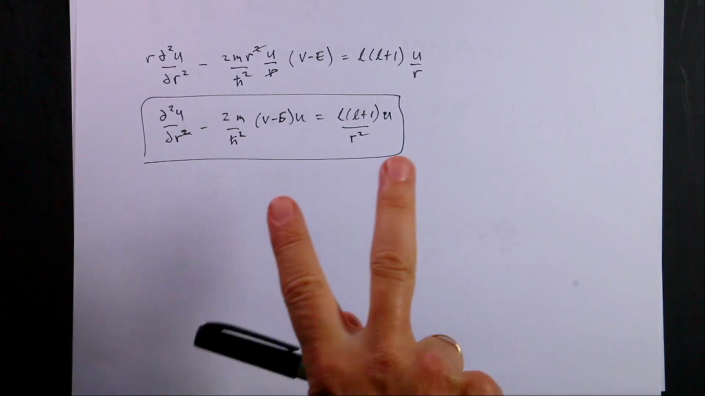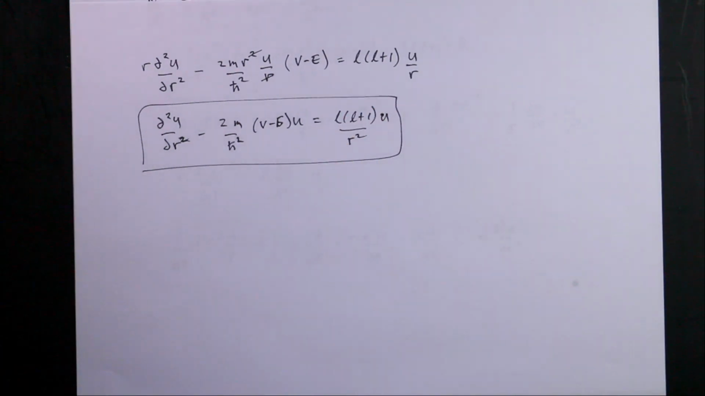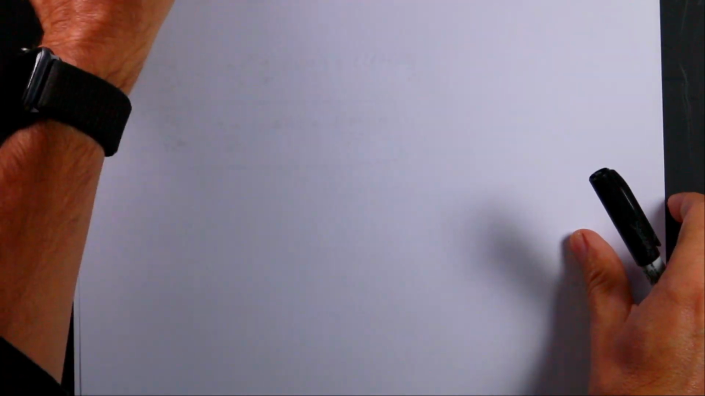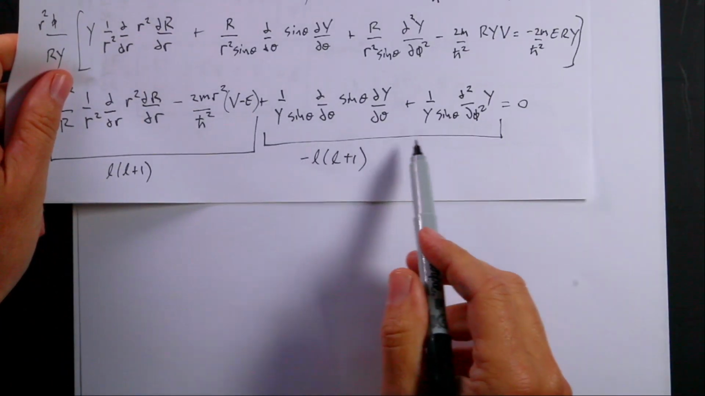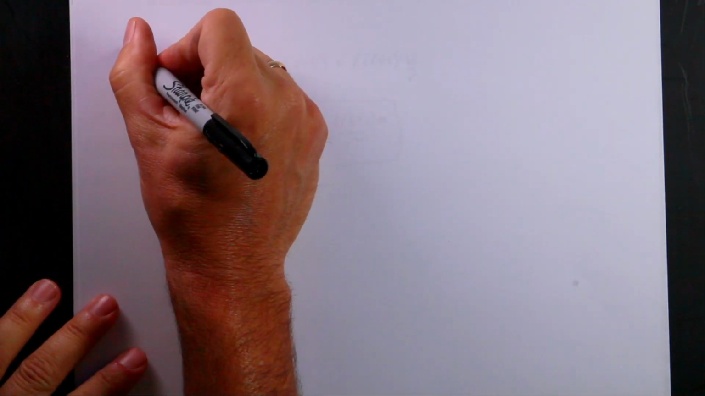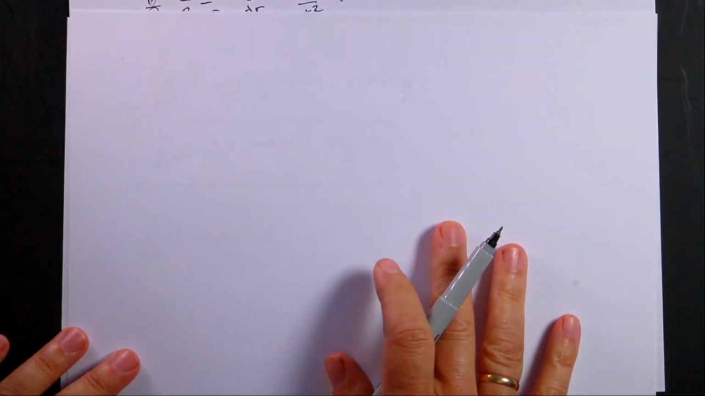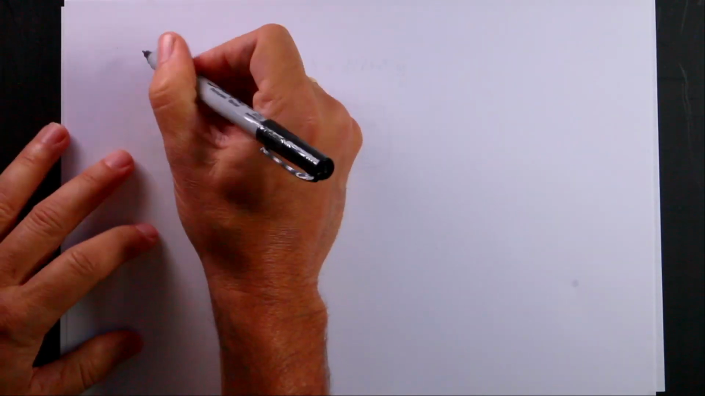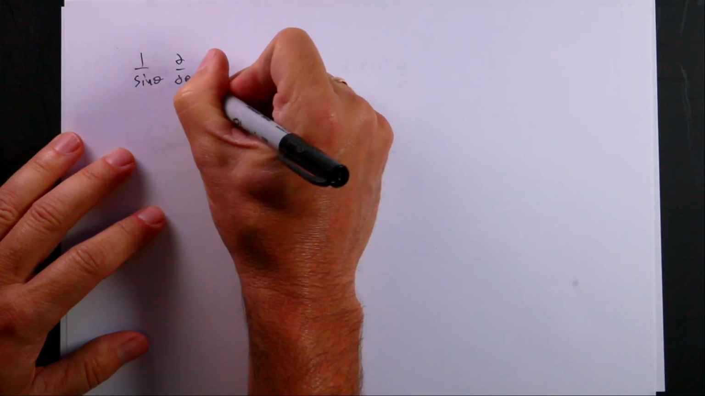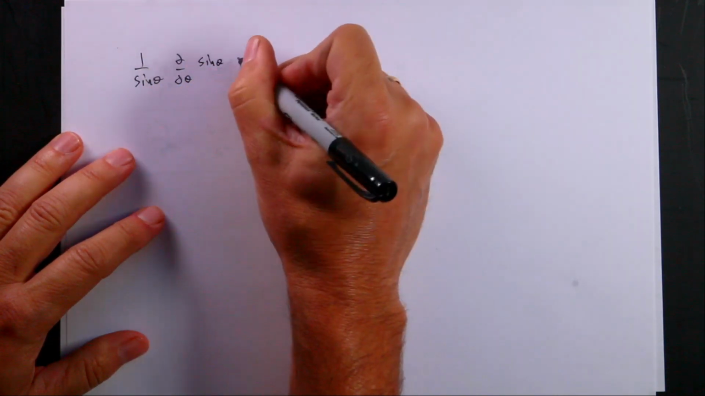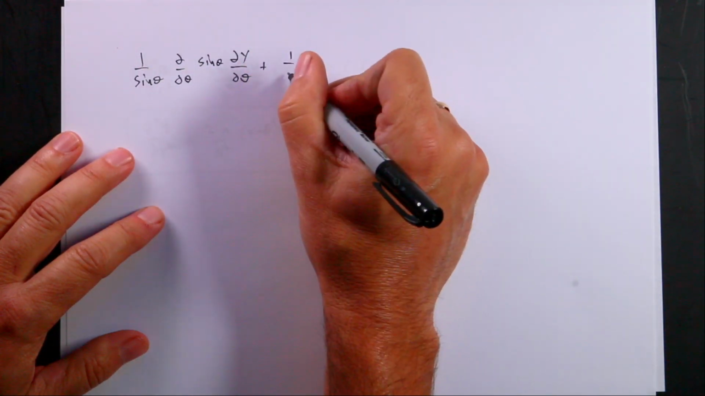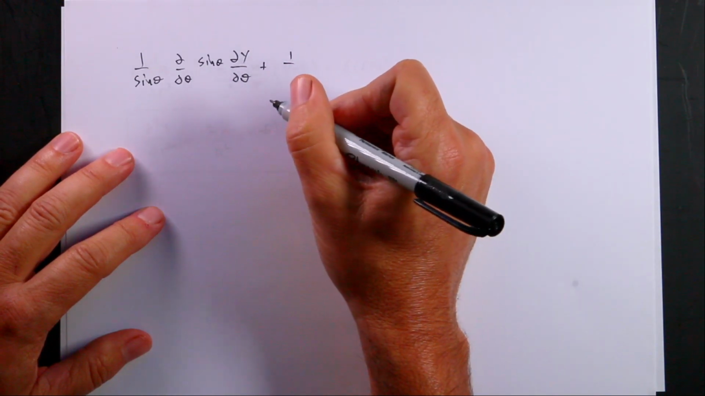We're done? No, we've got 2 equations, we have 2 more to do, and one of them is a doozy. Okay, so let's go back to my angular part over here. This is all my angular stuff. I'm just going to write this out. I'm going to multiply through by y. So I get 1 over sine theta, partial with respect to theta, of sine theta times the partial of y with respect to theta, plus 1 over, shouldn't that be sine squared theta?